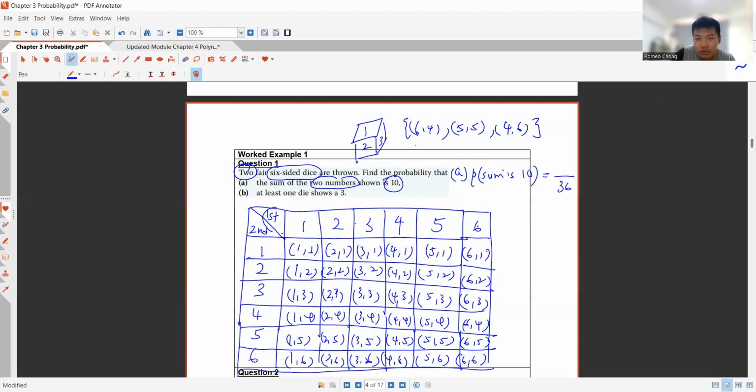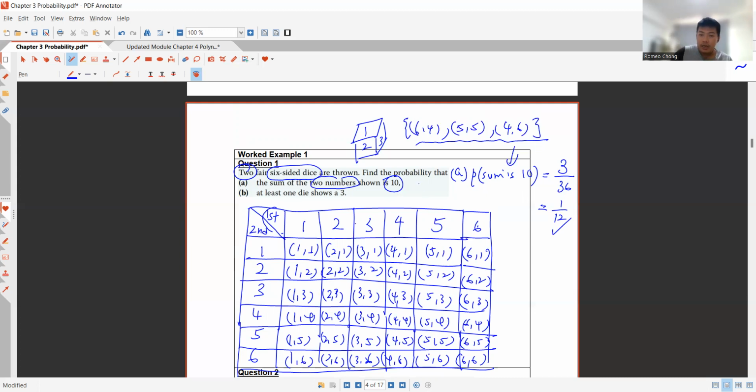So you see, there are 3 possible outcomes for this event, meaning that for the numerator here, you have to put 3 because out of the 36 outcomes, there are 3 of them which fulfill this situation. And then you can simplify from there. 3 times 1, 3, 3 times 2, 6. So this 1 over 12 will be your probability of getting the sum of the numbers equal to 10.